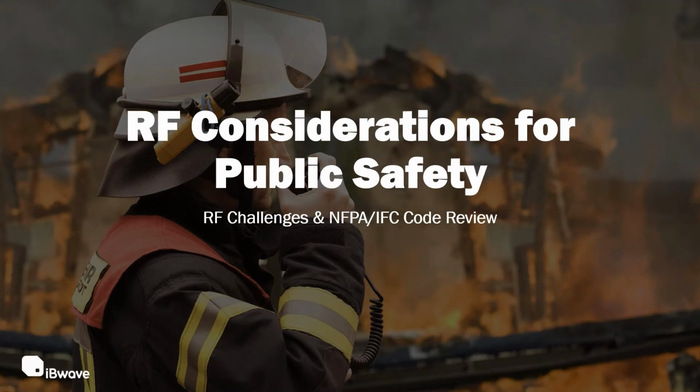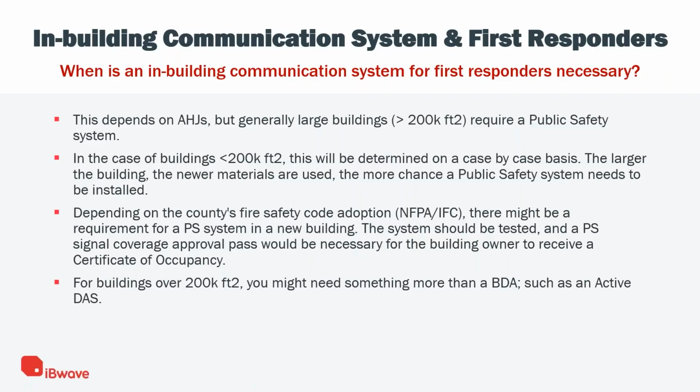Now let's talk about some of the considerations you have to take into account when doing a public safety design. So the first thing we have to do is determine whether we need a system or not, right? And this is going to be determined through the AHJ. AHJ is your authority having jurisdiction. These are the folks that are going to determine what kind of system you need.